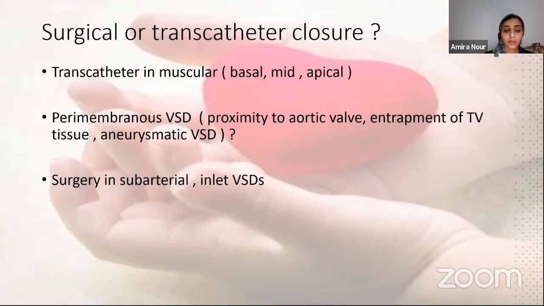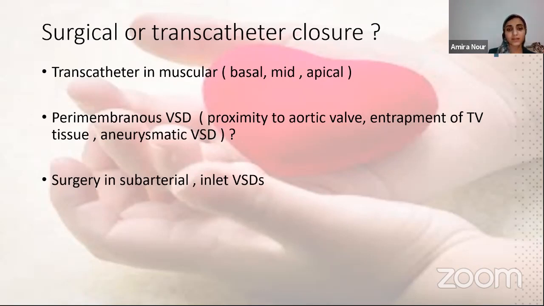However, a perimembranous VSD can of course be closed surgically, especially if it is a large non-restrictive VSD, and in those of a small age or younger age, we cannot close it percutaneously, those from 6 months up to 1 year. Also, surgery is the only option for those with subarterial or inlet VSD.